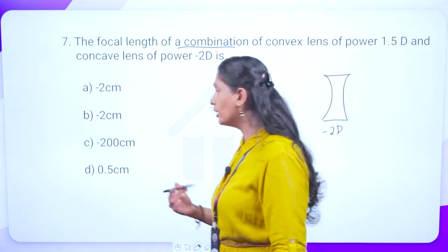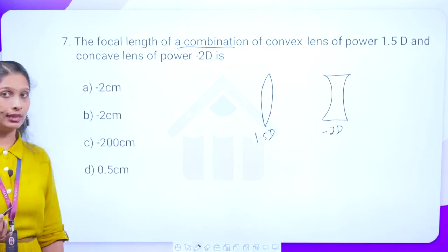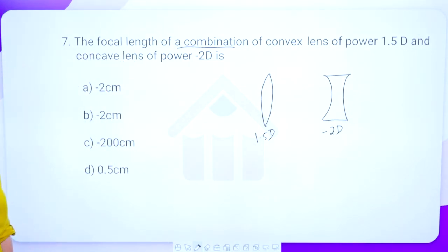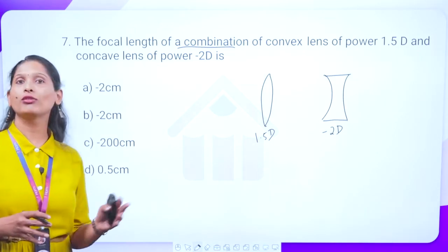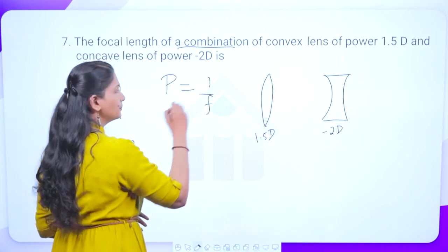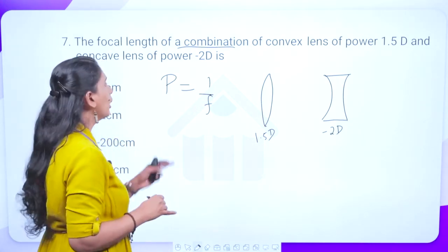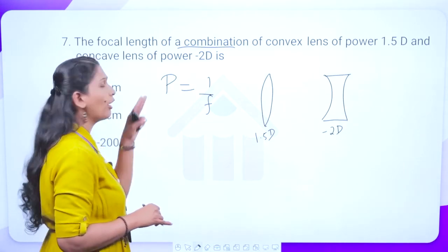You know that the power of a lens is the reciprocal of focal length, and for that the focal length has to be determined in terms of meter. So, if you get the effective power, then you can find the effective focal length, because we know that P is equal to 1 by F. I want to know F, and for that I need to have P.